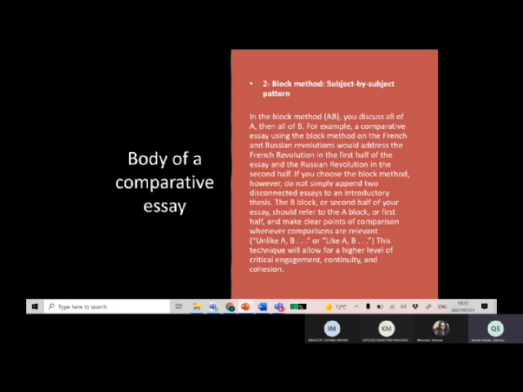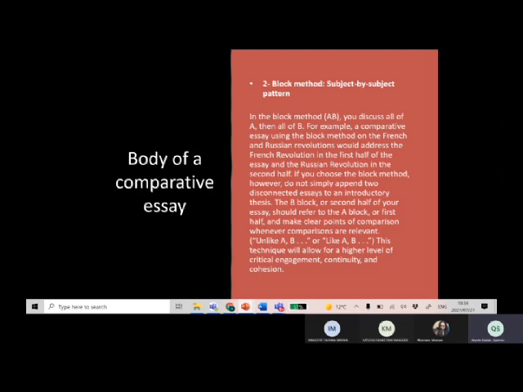The B block, or the second half of your essay, should refer to the A block, or the first half, and make clear points of comparison which are relevant. So what they're saying here is that, let's say, for example, you're using the block method, and you can still use the block method even when there's stems to compare.